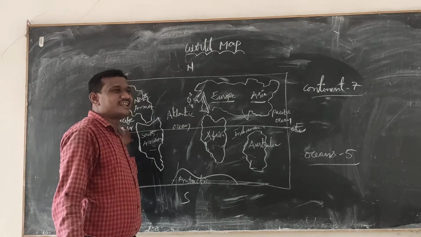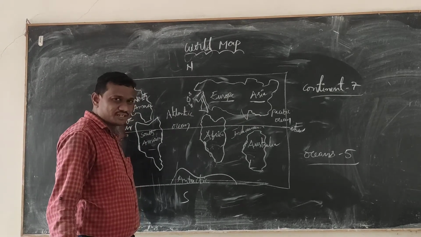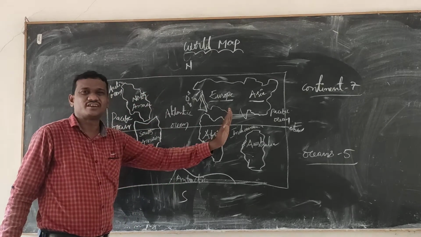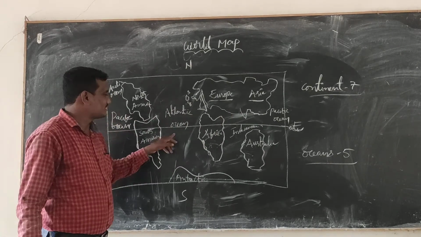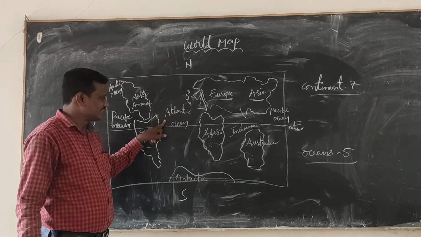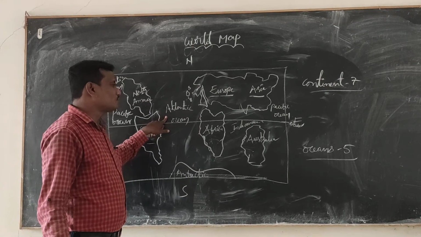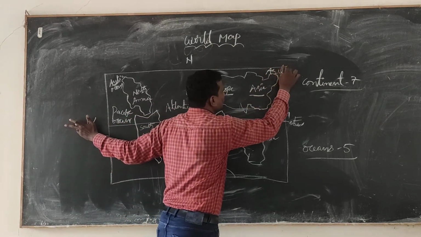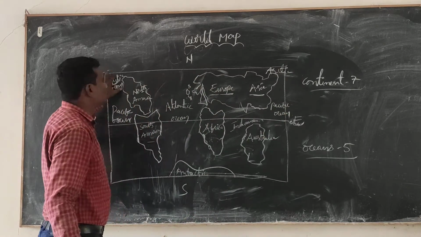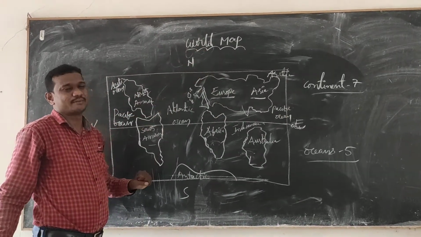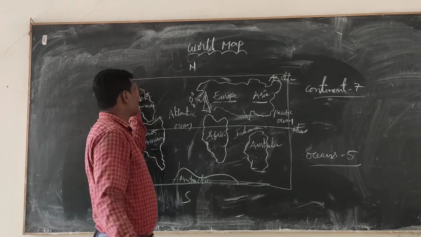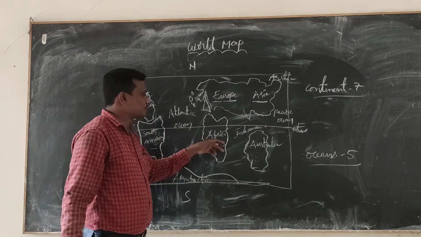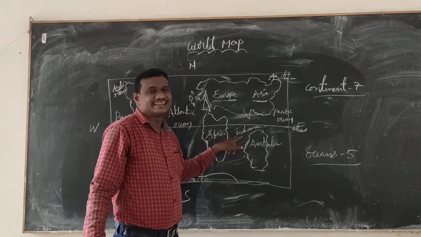The second one, Atlantic Ocean. Do you know, children, the Pacific Ocean is the largest ocean in the world? Second one, Atlantic Ocean. We have already discussed that the Atlantic Ocean divides the eastern continents and western continents. This is the Atlantic Ocean. Next one, you see, Arctic Ocean. Here, the Arctic Ocean is at the corners of the northern hemisphere. The Arctic Ocean is located in the northern hemisphere. Here also you keep. These are the Arctic Ocean. And next one, Indian Ocean. See, India's down, it is the Indian Ocean.